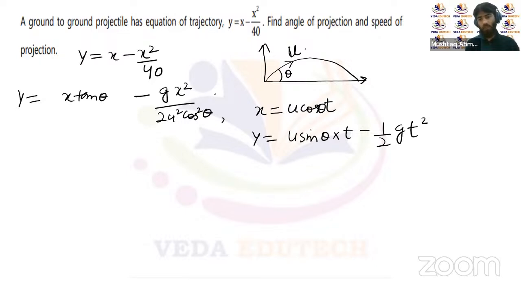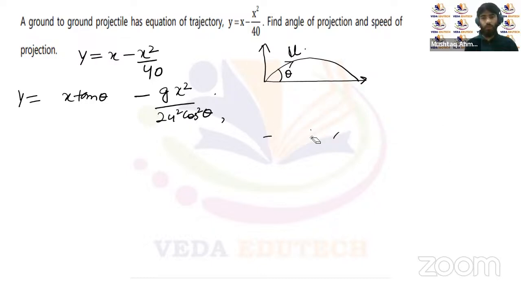So t will be equal to x upon u cos theta. It will be x square upon u square cos square theta. That's twice, right? So this is the correct equation. It means that this is the correct equation of trajectory for this oblique projectile.